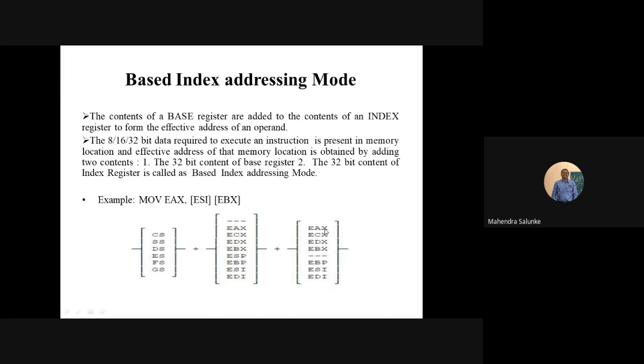If you have a data structure in the table form, and one register is pointing to the starting address of that particular table and another register is pointing within the elements of that table, then the register which points to the starting address is called the base register, and the register which is pointing within the table is called the index. So this is how we can visualize which register is base and which register is index. All right.